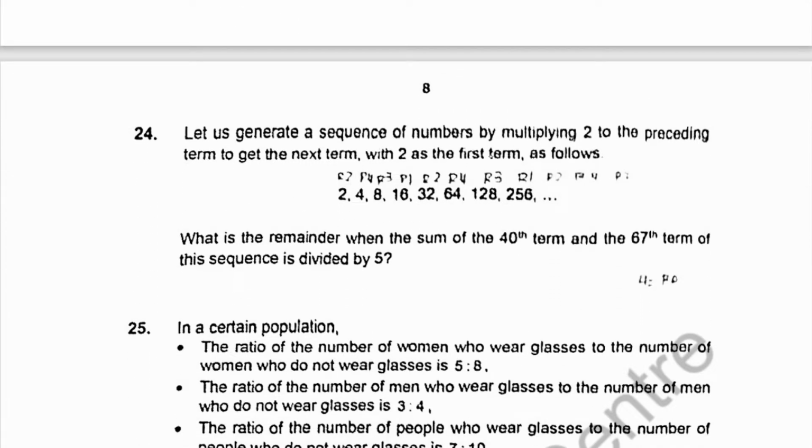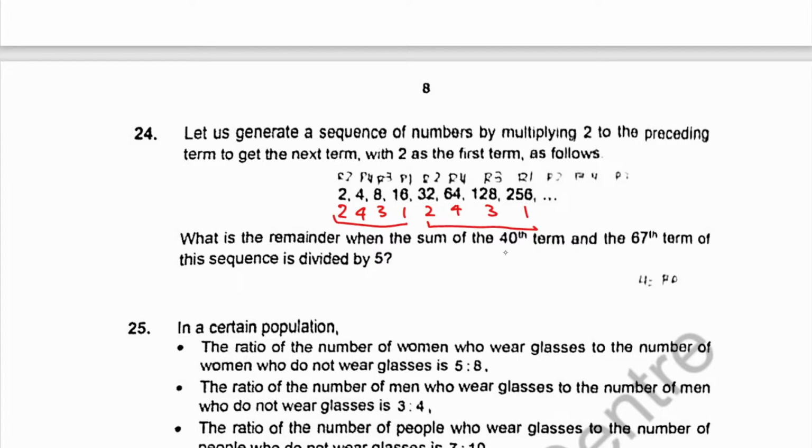Okay. So question 24 is on pattern finding. What's the sum of the 40th term and 67th term divided by 5? So let's think about what happens when we divide each of the terms by 5. The remainders are 2, 4, 3, 1, 2, 4, 3, 1, and so on. So it occurs in cycles of 4, right?